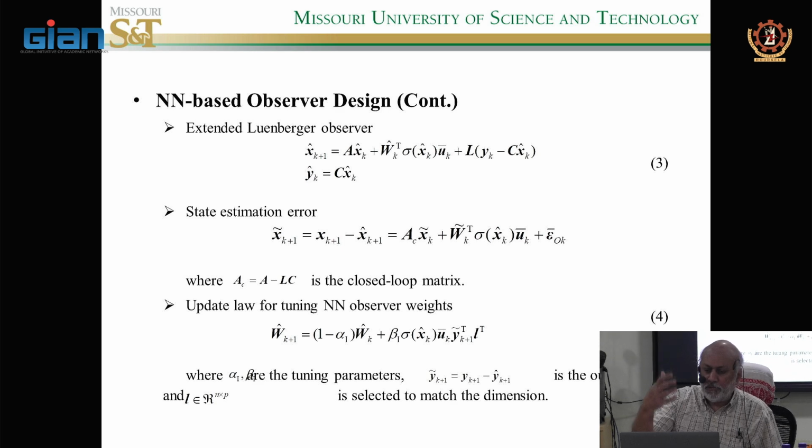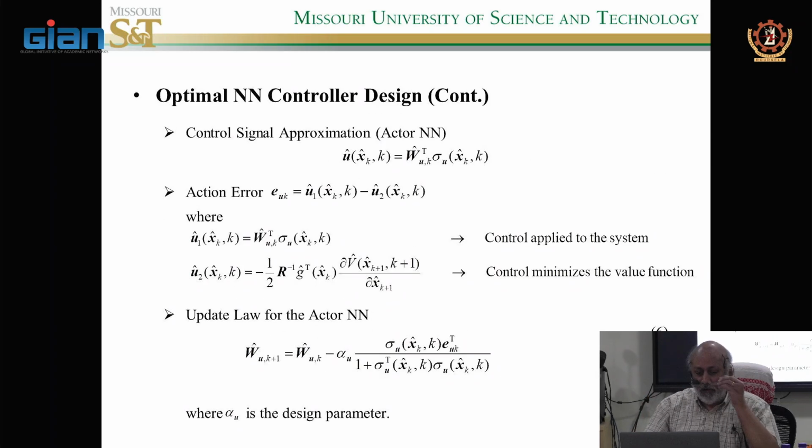Now remember, the observer gives you the estimated state, x hat. This observer was not there before; this was something we developed a long time ago. And the main purpose was that you are estimating the state in the absence of the system dynamics. Any question? Okay? Alright.